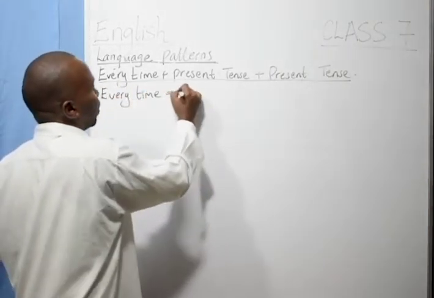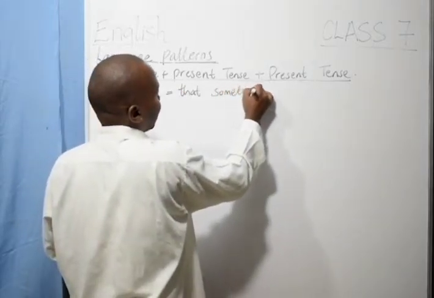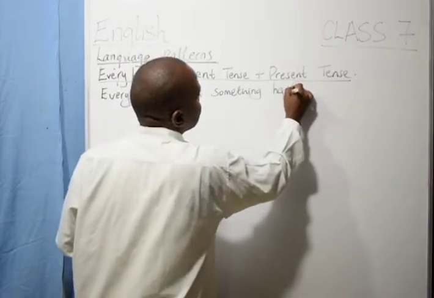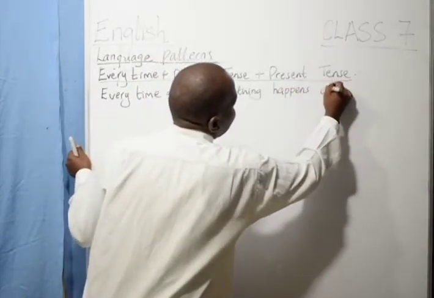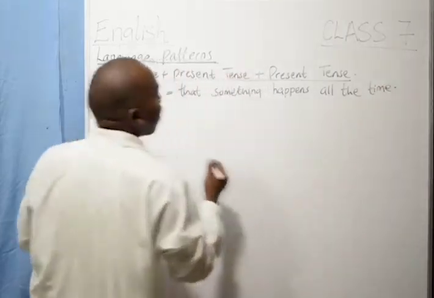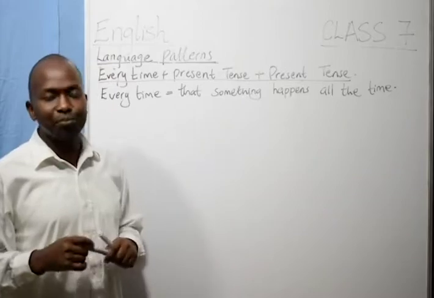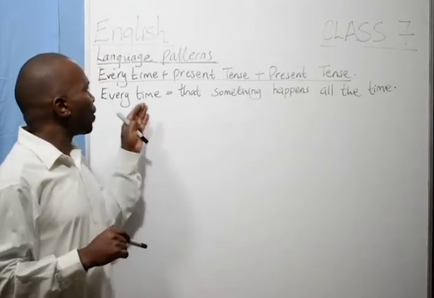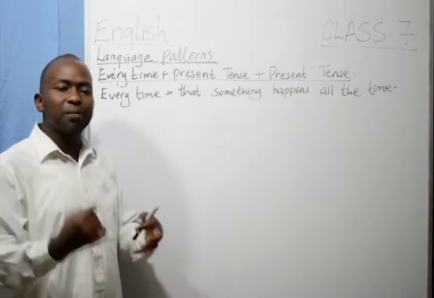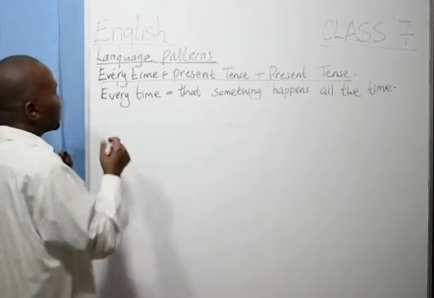Now, every time is used to show that something happens all the time. That something happens all the time. So therefore, when we use every time, it means something is habitual. It doesn't change.